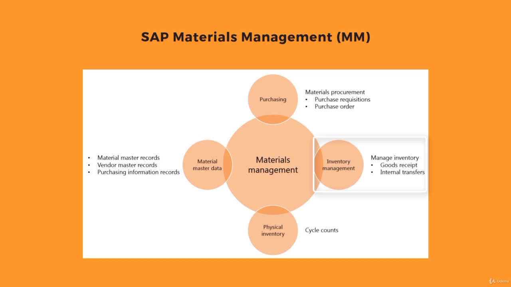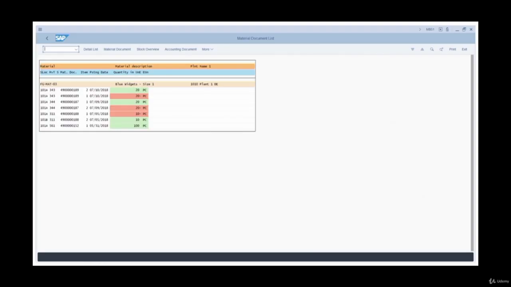Inventory management in the MM module does exactly what it says. It manages the inventory. Examples here include goods receipts and internal transfers, where we move a material from one storage area to another. Let's look at an inventory management transaction in the system.